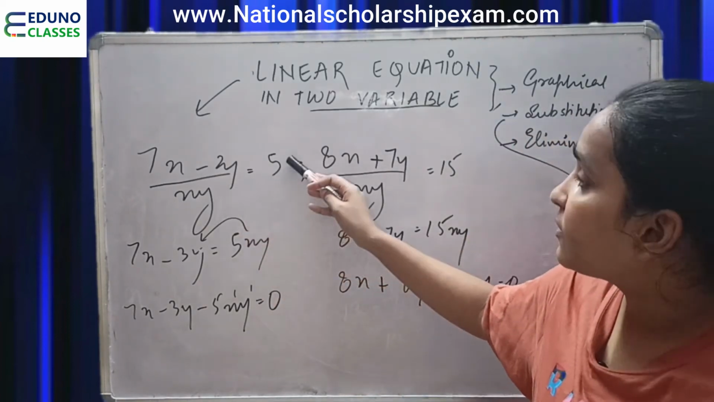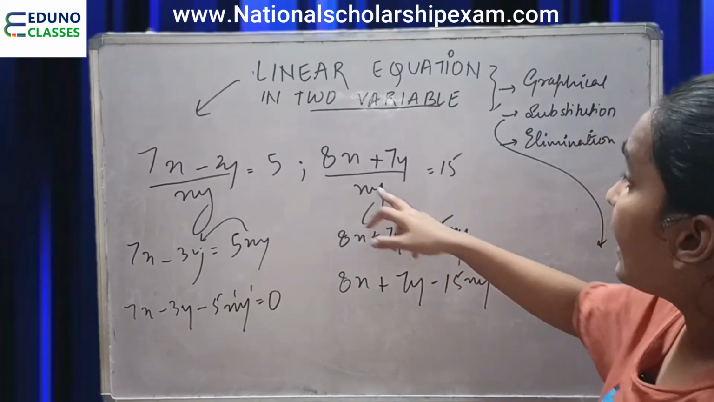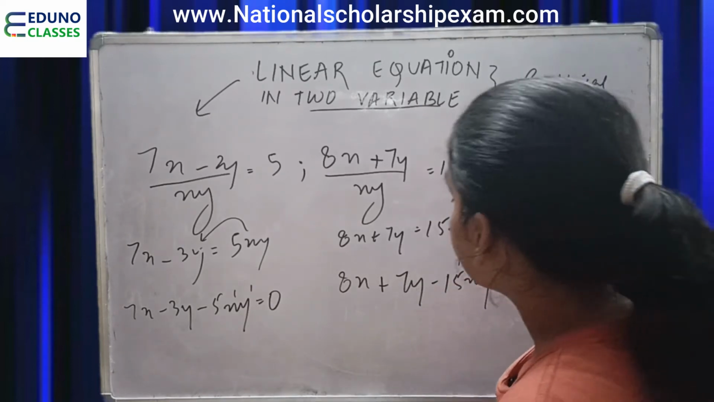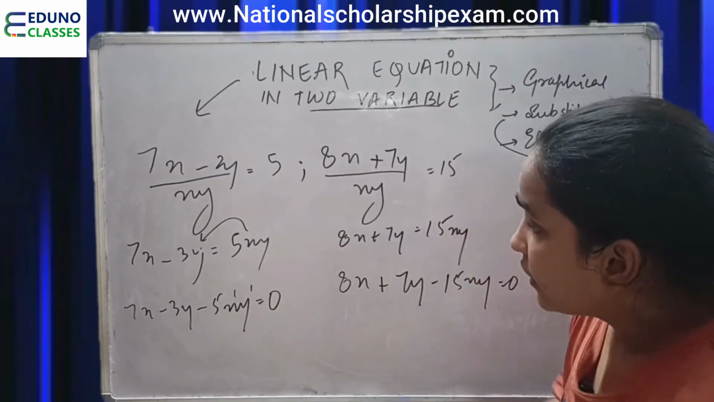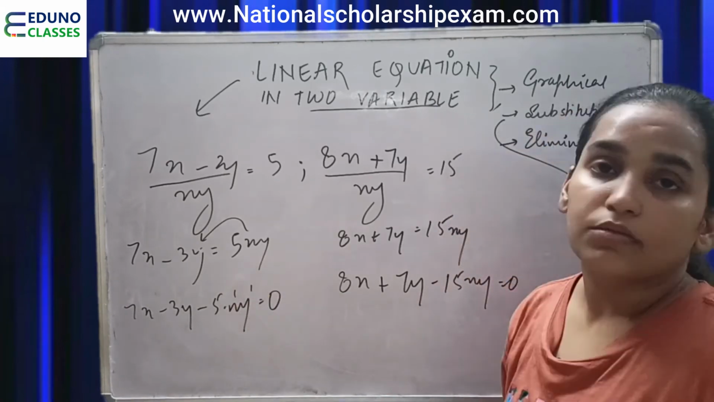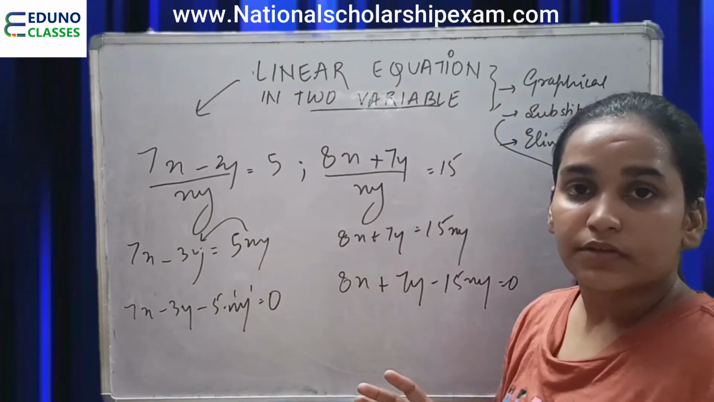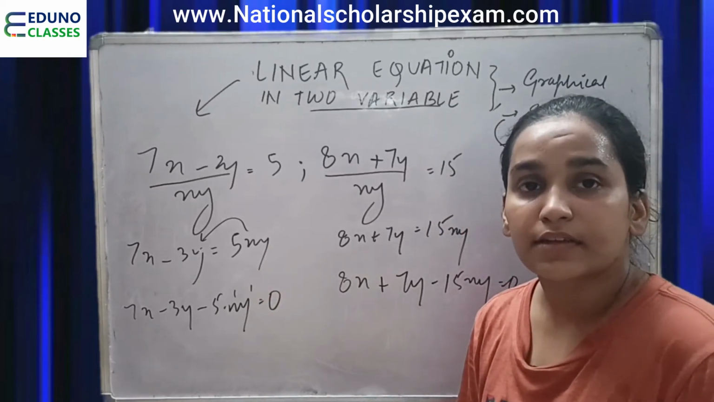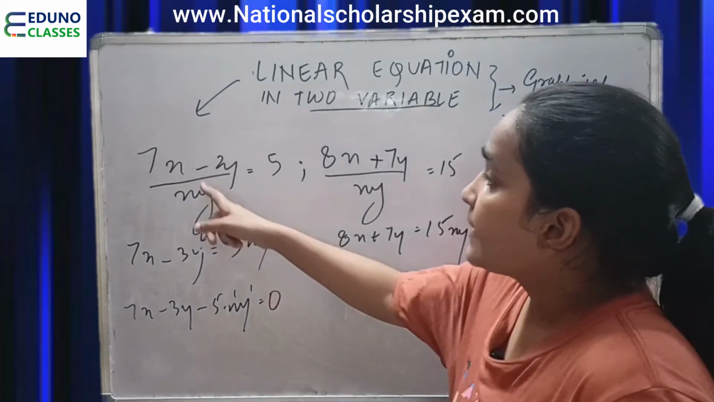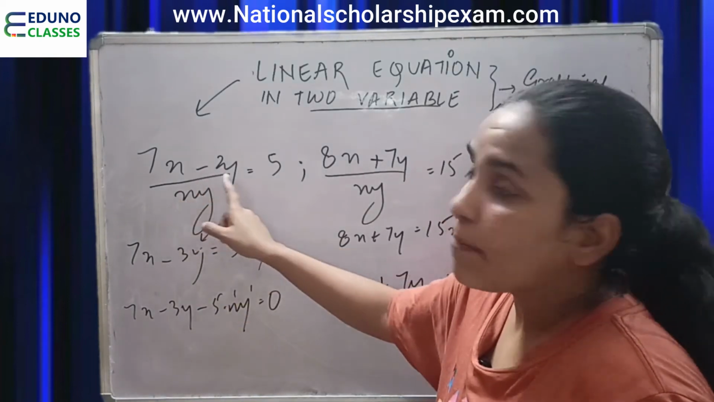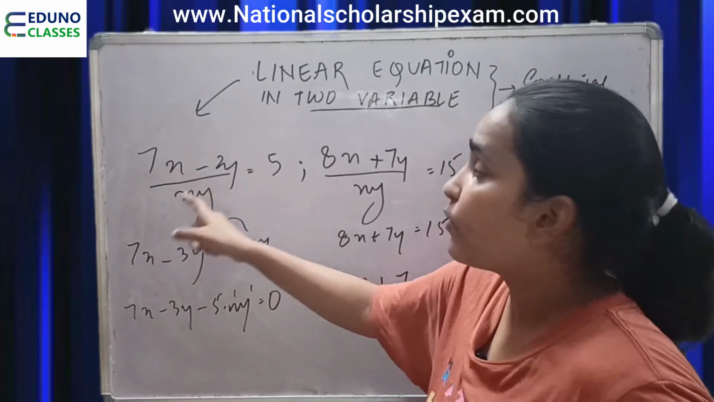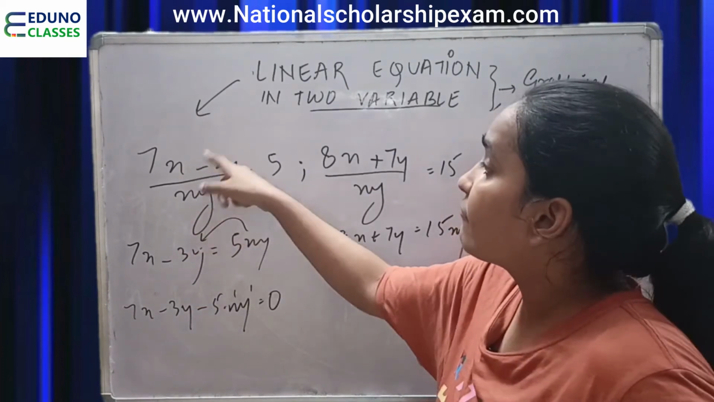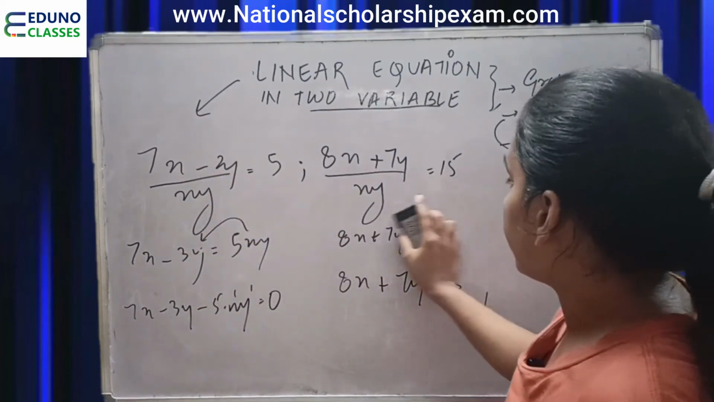xy has been transferred here and it has become 5xy, and here xy is transferred, it has become 15xy. So, now what we'll do here is to remove this xy somehow. We don't know how, but we have to remove. If this xy is removed, then this will become a normal linear equation for us. How to remove this xy? If we would have opened it here only, 7x by xy, 2y by xy, then x would have been cancelled and we were left with 7 by y. We will do it here.